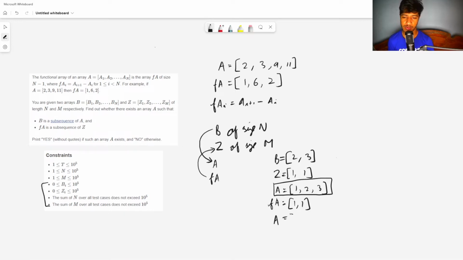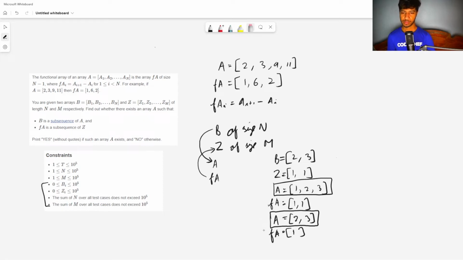What if A is equal to 2, 3? Is B a subsequence of A? It is, right? And what will f of A look like? F of A will look like just 1. And is f of A a subsequence of Z? It is. So this is another possible A. And this will be the A that our algorithm will be finding, not this 1, 2, 3, 1. Okay.